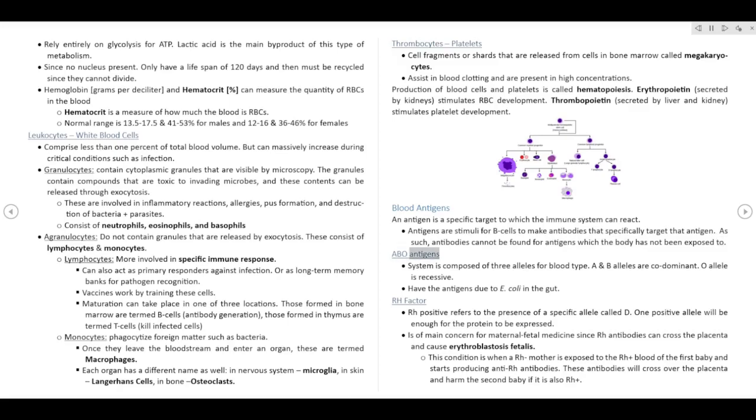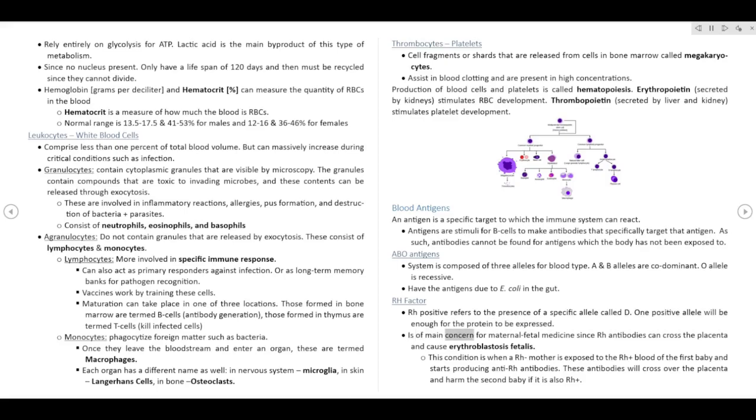ABO antigens. System is composed of 3 alleles for blood type. A and B alleles are codominant. O allele is recessive. Have the antigens due to E. coli in the gut. Rh factor. Rh positive refers to the presence of a specific allele, called D. One positive allele will be enough for the protein to be expressed.